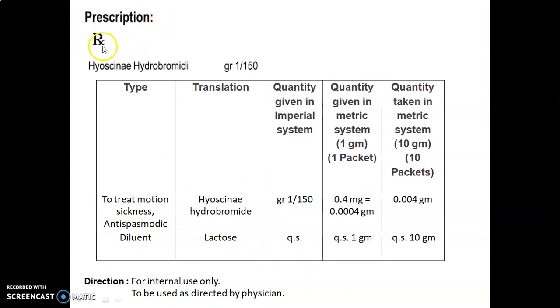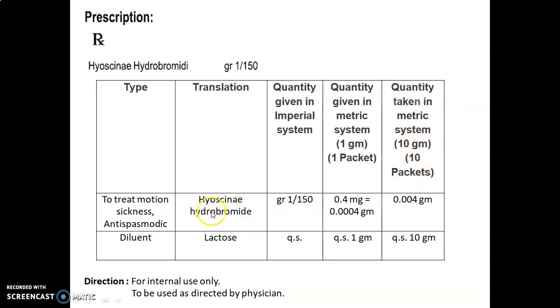Factor is calculated as quantity required upon quantity given, which is 10 upon 1, that is equal to 10. The prescription is given here, denoted by the symbol Rx. Let's discuss the formula table in detail: type means category, that is the role of the ingredient; translation means the name of the ingredient; quantity given in the imperial system; the quantities given in Latin terminology; quantity in the metric system for preparing 1 gram, that is 1 packet; and quantity taken in the metric system to prepare 10 grams, that is 10 packets.